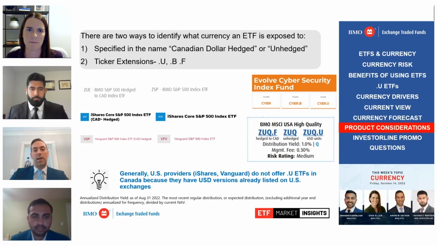I will mention that .U are more popular among Canadian ETF providers like BMO. US-based providers such as Vanguard or iShares usually won't list a .U in Canada because they already have US-denominated ETFs trading on their US exchange. For example, VOO or IVV, which is Vanguard or iShares. These trade on the New York Stock Exchange, where BMO's .U will trade on the TSX.